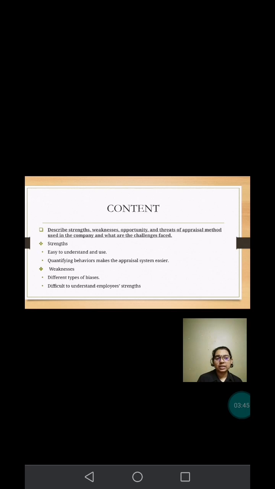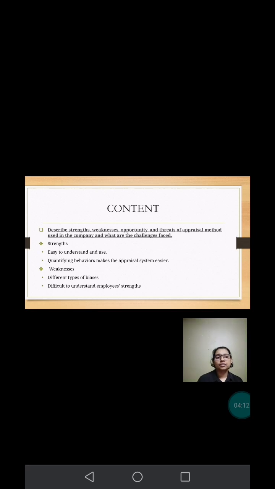The second one would be that quantifying behaviors makes the appraisal system easier. This method quantifies behavioral traits, making it far easier to analyze the feedback and spot strengths, patterns and developments. Areas for improvement can be easily identified and actioned, and progress can be tracked. This streamlines the entire appraisal system. Next would be the weaknesses.